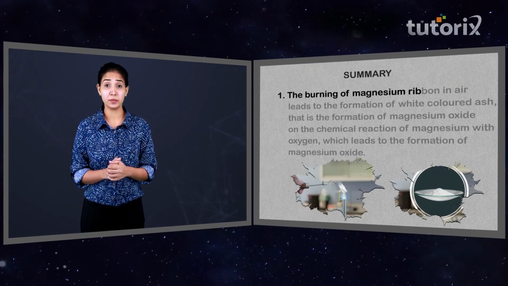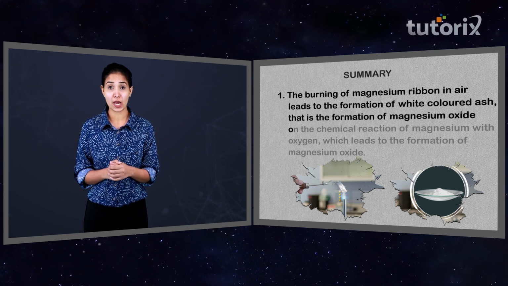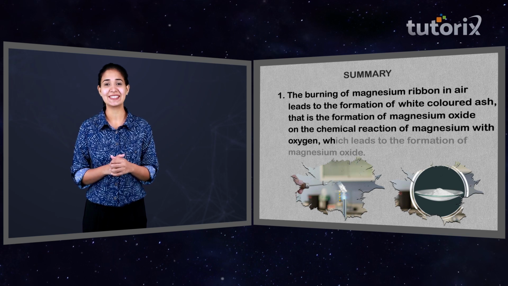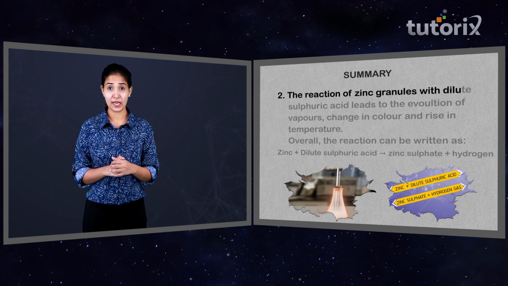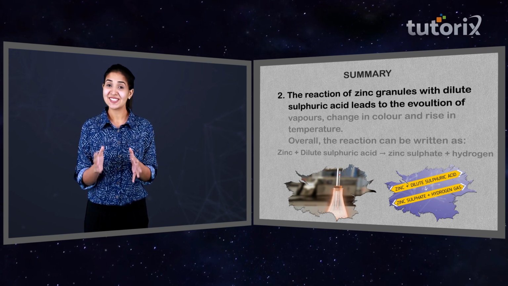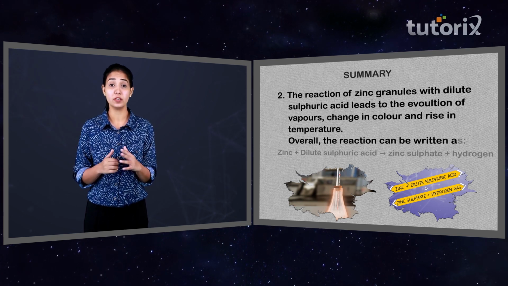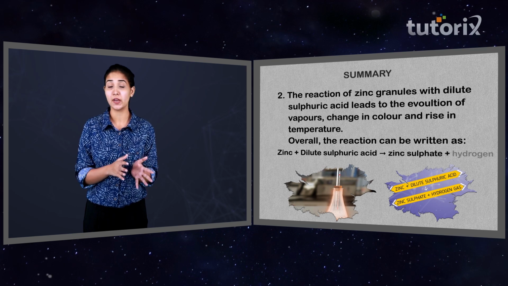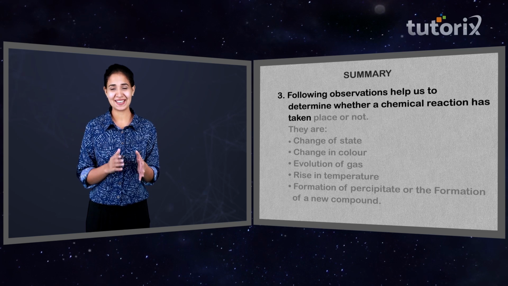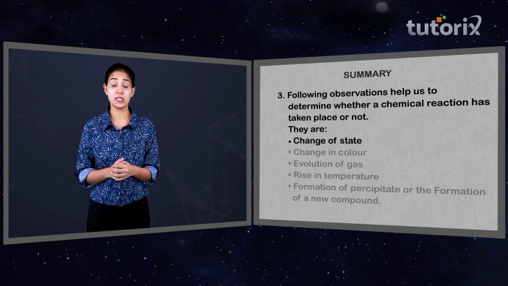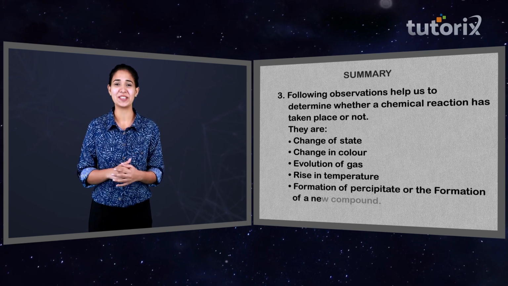The burning of magnesium ribbon in air leads to the formation of white colored ash. That is the formation of magnesium oxide. On the reaction of magnesium with oxygen, it leads to the formation of magnesium oxide. The reaction of zinc granules with dilute sulfuric acid leads to the evolution of vapors, change in color and rise in temperature. Overall, the reaction can be written as zinc plus dilute sulfuric acid leading to the formation of zinc sulfate plus hydrogen. The following observations help us to determine whether a chemical reaction has taken place or not. They are change of state, change of color, evolution of gas, rise in temperature, formation of precipitate or the formation of a new compound.